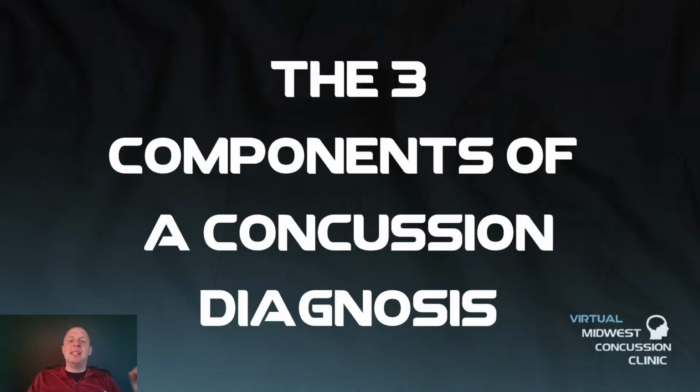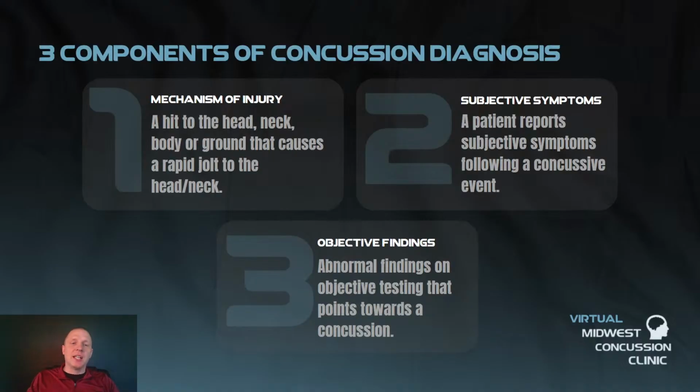Now that we kind of have a basic understanding of what is going on anatomically, what's going on physiologically following a concussion, let's look at the different components that we need to actually diagnose the concussion itself. I usually break it down into 3 different components that you need to go through the actual concussion diagnosis. The first thing that we need to have is a mechanism of injury. We need to actually have a concussive event.